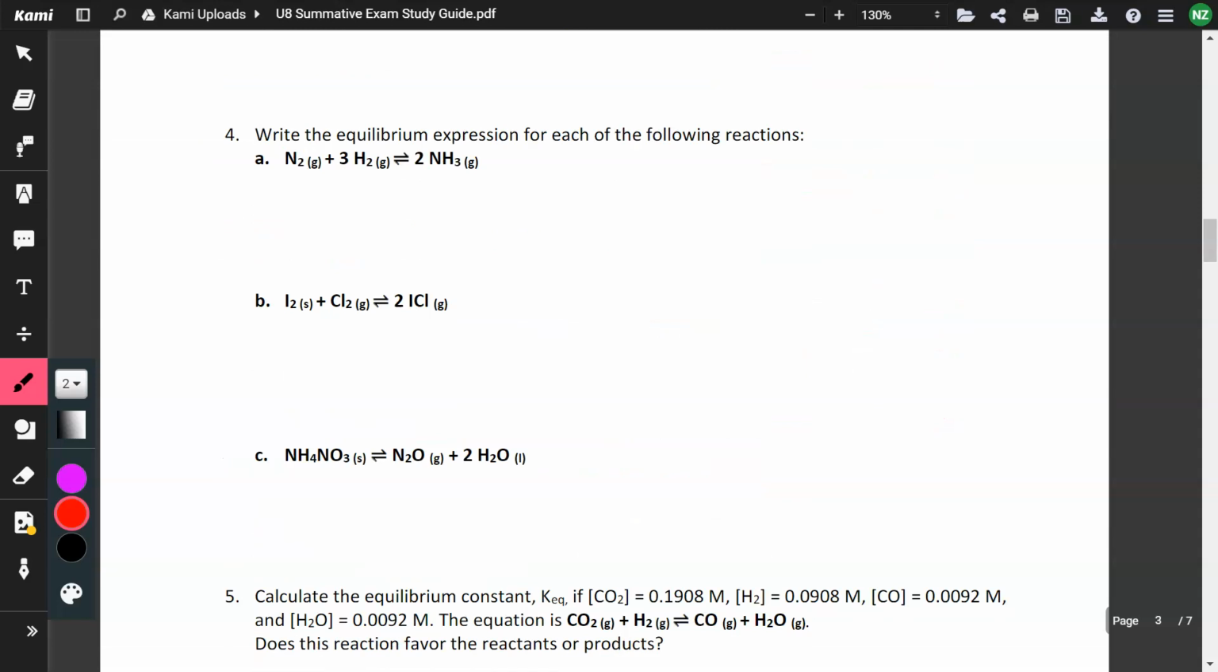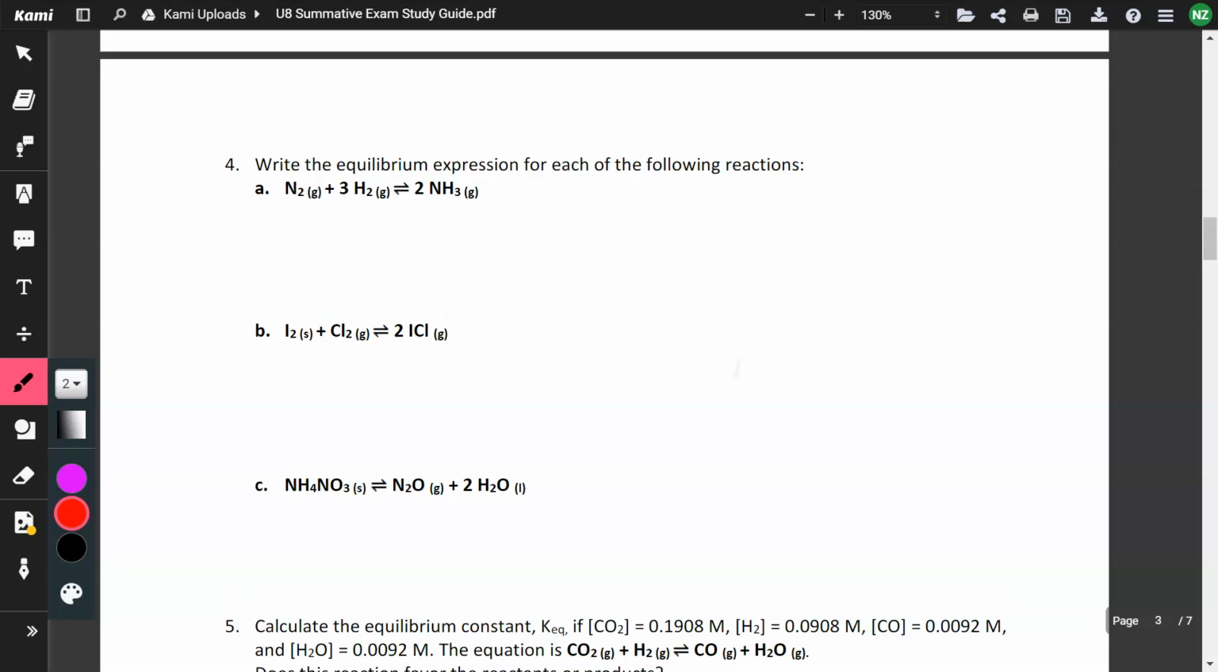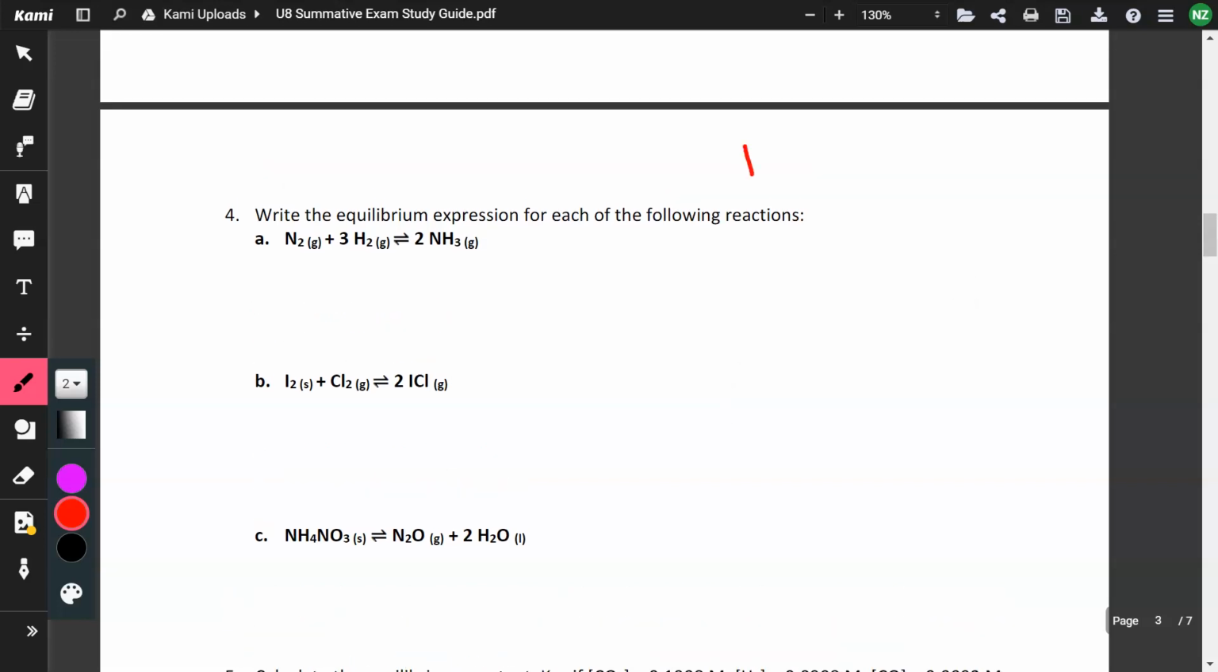Okay, write an equilibrium expression for the following. Okay, so let's just recap here what an equilibrium expression is. So Keq, our equilibrium expression, is going to be equal to products over reactants.